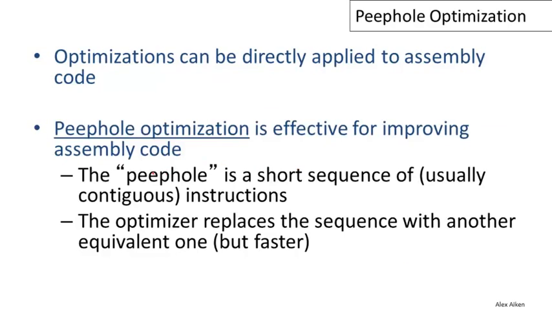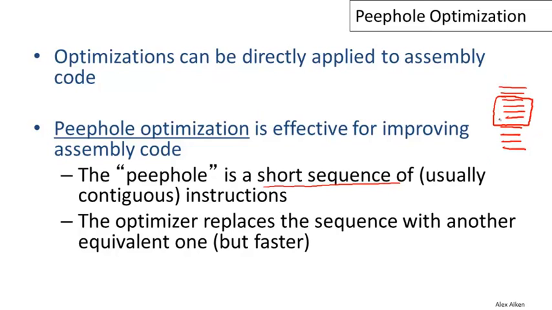The peephole stands for a short sequence of usually contiguous instructions. So the idea is that we have our program, we can think of it as a long sequence of instructions, and our peephole is some window onto this program. So if we have a peephole of size 4, we can think of ourselves as staring through a small hole at the program, and all we can see is a short sequence of 4 instructions, and then we can optimize that sequence. And then we can slide the peephole around to optimize different parts of the program.